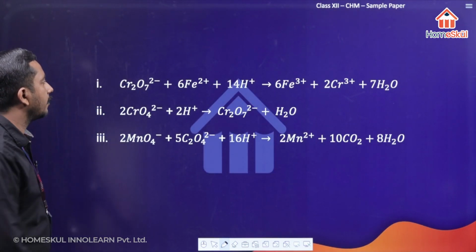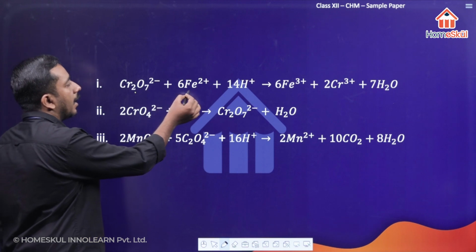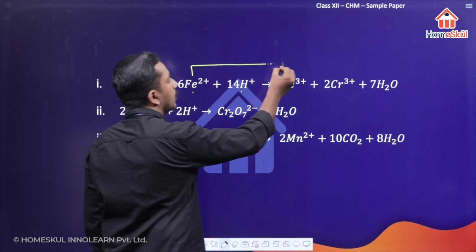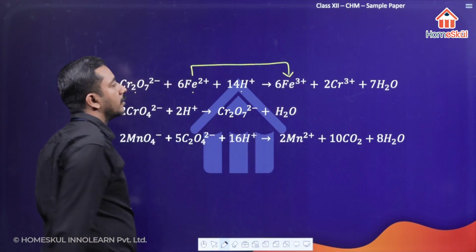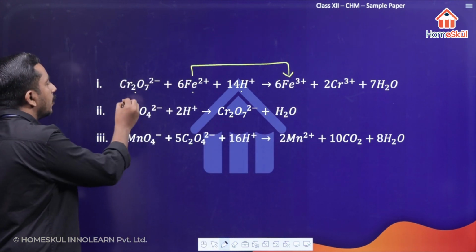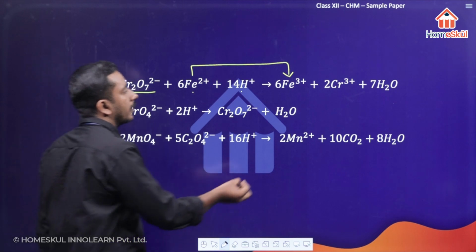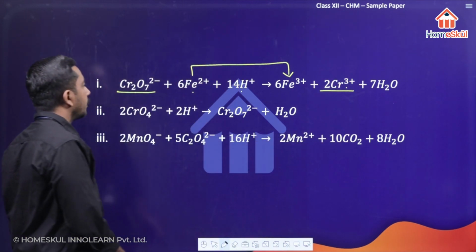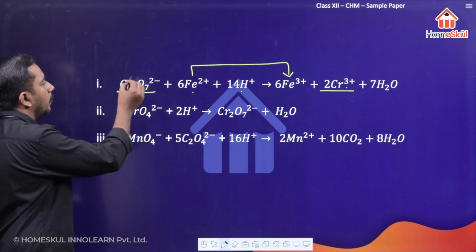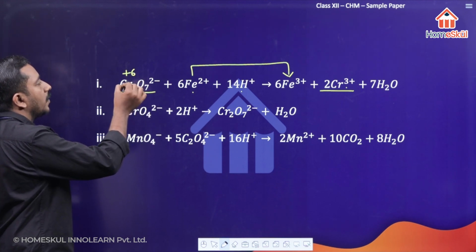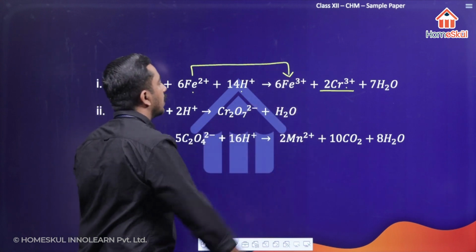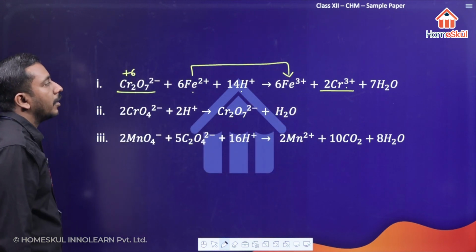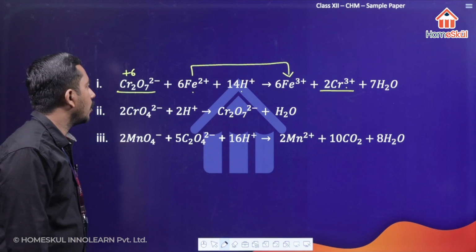The first equation, we have Cr2O7 2 minus, Fe2 plus and 14H plus. So you can see that the Fe2 plus ion is being converted into or oxidized into Fe3 plus, and Cr2O7 2 minus is being reduced into Cr3 plus. So here the oxidation state of chromium is 3 plus. So here the oxidation state of chromium will be 6 plus. So chromium is being reduced from plus 6 to plus 3 oxidation state, and iron is being oxidized from plus 2 to plus 3 oxidation state.